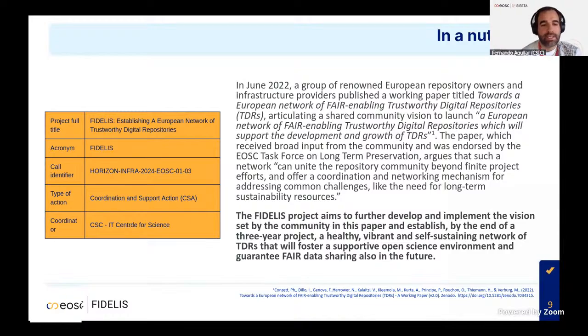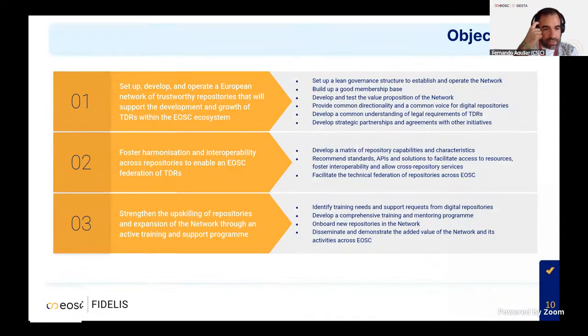It started last year, and it aims at developing a network of repositories that can self-supervise their features in terms of FAIR data and trustworthiness. So the objective of this project, in which CSIC is participating, is to set up this European network of trustworthy repositories, but we will not only focus on Europe, we will open to more countries that will support the development and growth of trustworthy digital repositories within, in particular, the EOSC ecosystem.